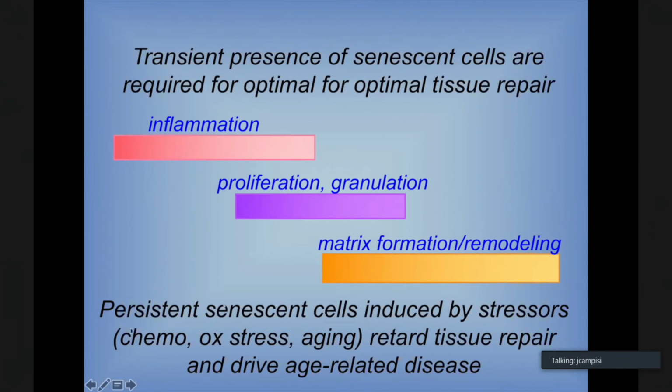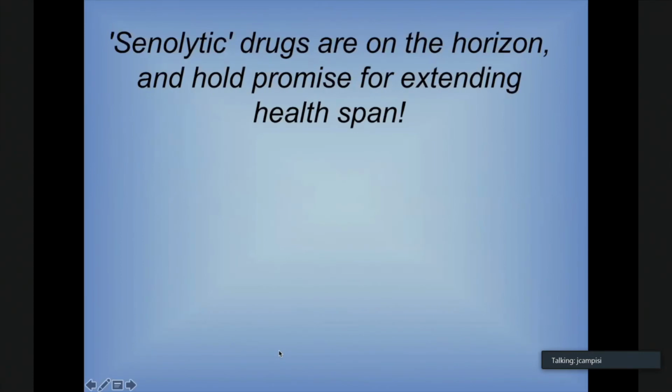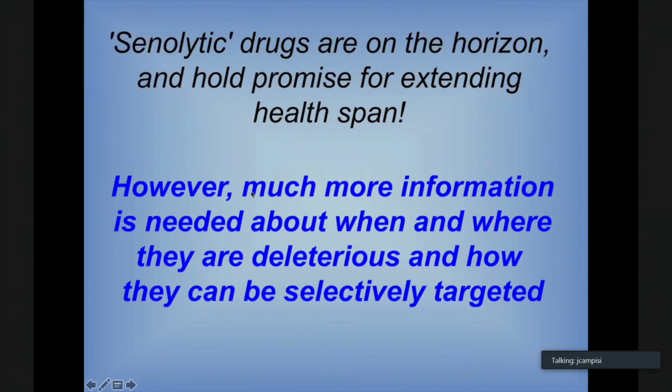With age, though, some of these senescent cells persist, and they can then go on to undo the good things and drive age-related diseases. And the challenge for us is to develop selective identifiers of these two types so that the drugs we develop can, of course, be developed to be more specific. So I'm very optimistic that these senolytic drugs that are on the horizon really hold promise for extending the health span of humans. But there's a lot more work we need to do to understand how they differ and how they can be selectively targeted.